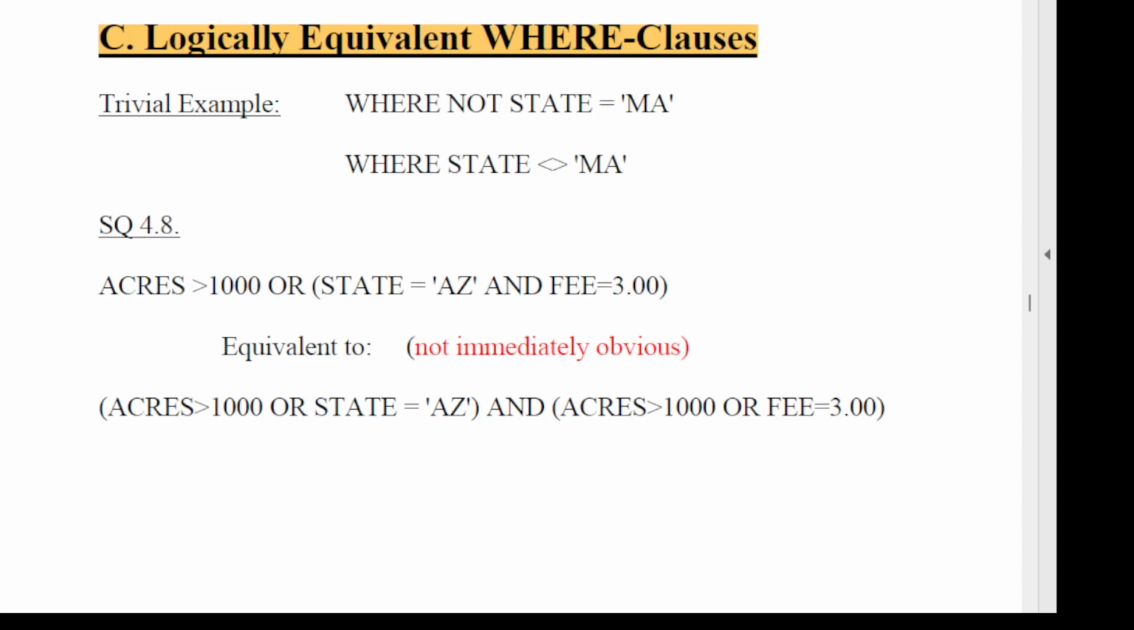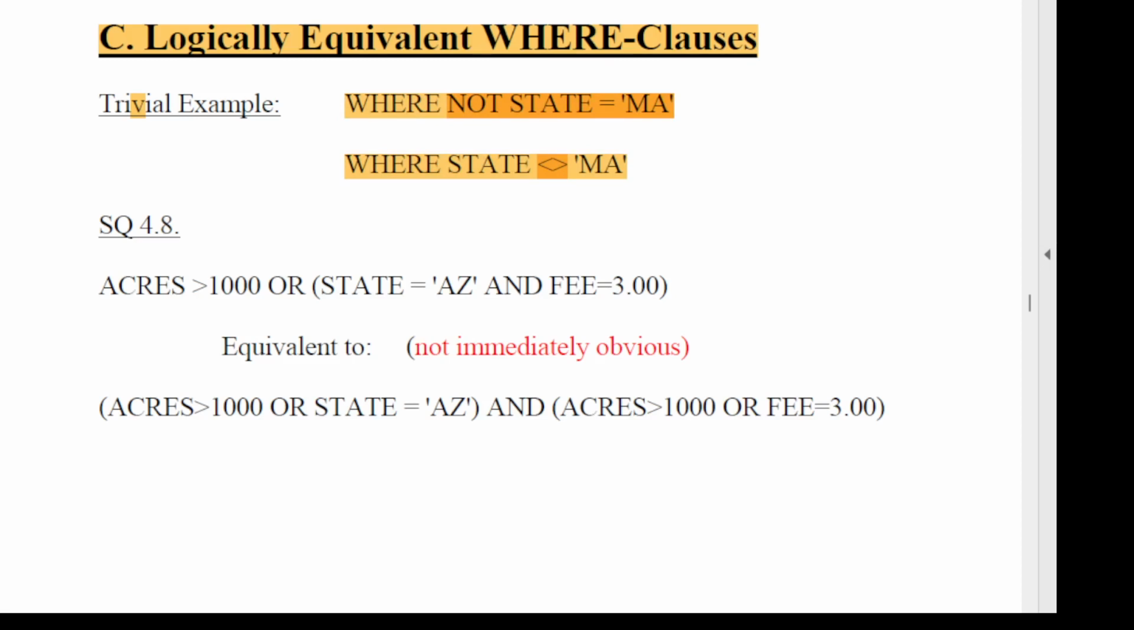Here's a trivial example. Say I want information, rows from the preserve table, about all the preserves except Massachusetts. I can say, it's not the case that state equals Massachusetts. But you might say, hey, why don't I just say state and use the not equal symbol? Good observation. Therefore, both of these where clauses will produce the same result. They are logically correct, both of them.